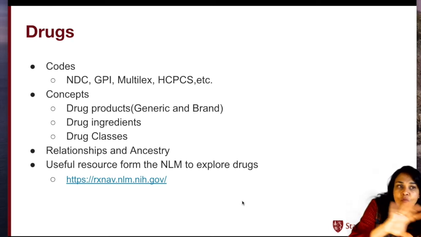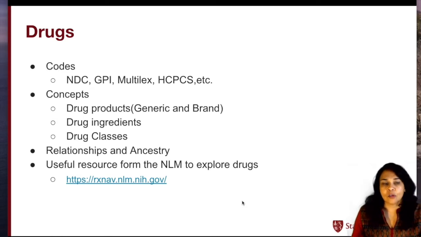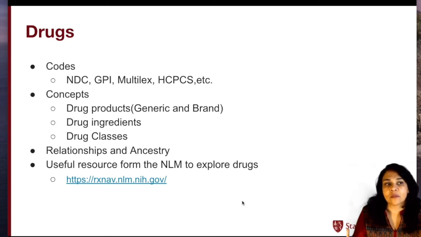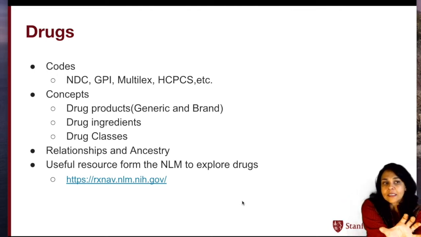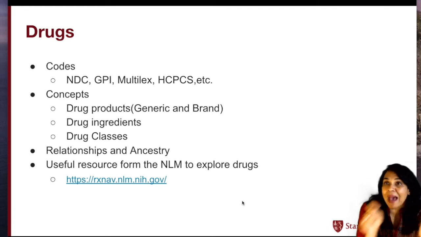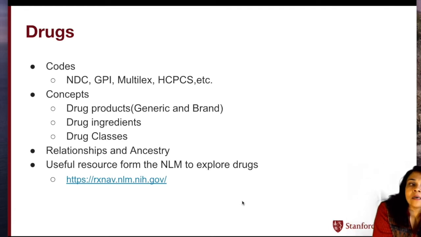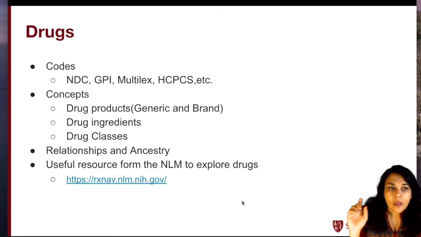The way you map them to the standard concept is exactly the same. If you know the coding system, the source in which that drug is called, you look for the concept ID of that drug in the concept relationship table, and then you look for what it maps to find the standard concept.